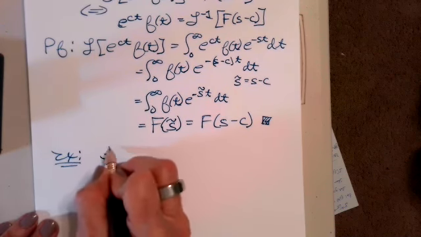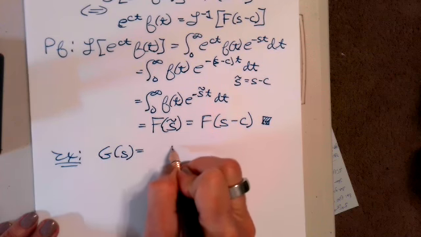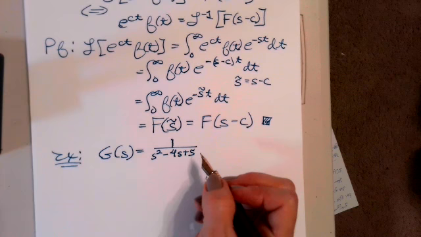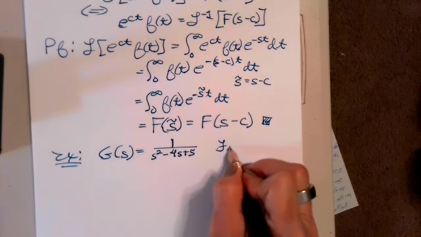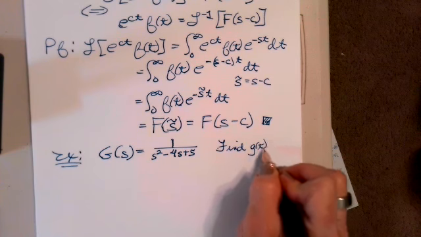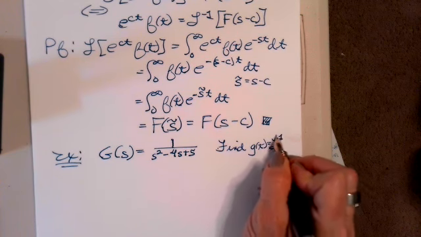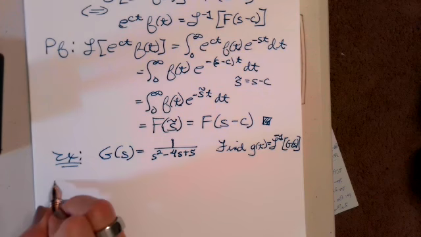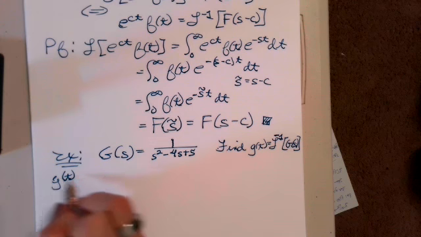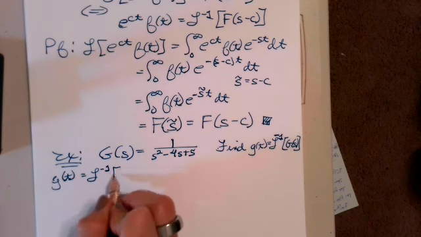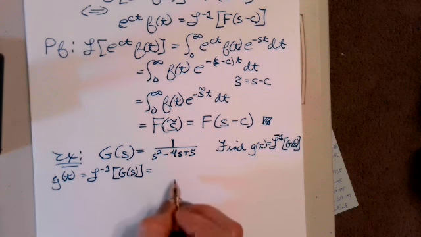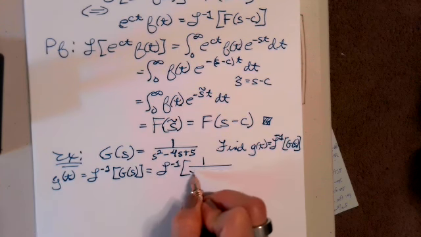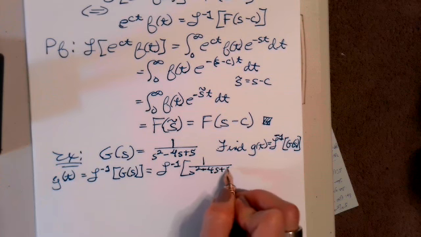Okay, so suppose capital G of s is 1 over s squared minus 4s plus 5. And now I ask you to find g of t, which is going to be the inverse Laplace transform of capital G. So I want to invert 1 over s squared minus 4s plus 5.